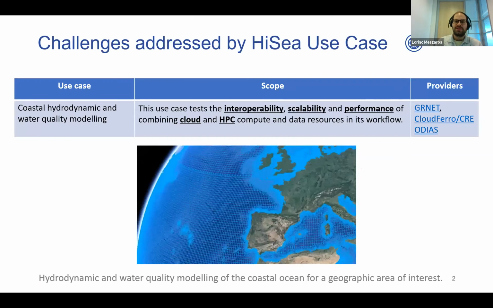So in terms of the challenges or the main scope of the use case, well, as I mentioned, it is about coastal modeling. We are using our software, which is Delft3D Flexible Mesh, that also creates specific requirements. And the scope for C-Scale was also to test interoperability between different infrastructures, the scalability of computations, and the performance of combining different type of infrastructures. In this case, we are experimenting with pre and post processing in the cloud and more of the heavy computation on HPC. And we work together with actually 3 different providers, GRNet, Cloudflare, and well, we used Chestnut resources for a while.